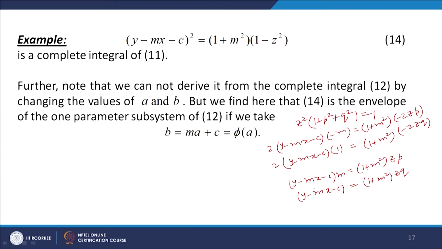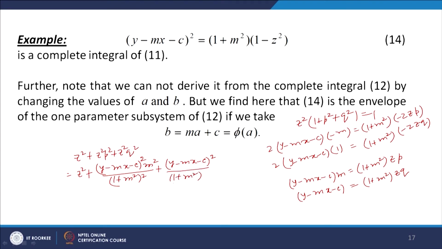Now, y minus mx minus c into m is 1 plus m square into zp, and this is into zq. Now, we have z square plus z square p square plus z square q square. Let us put the value here. So, this is z square plus z square p square, which is y minus mx minus c whole square into m square over 1 plus m square whole square, plus z square q square, which is y minus mx minus c whole square over 1 plus m square whole square.